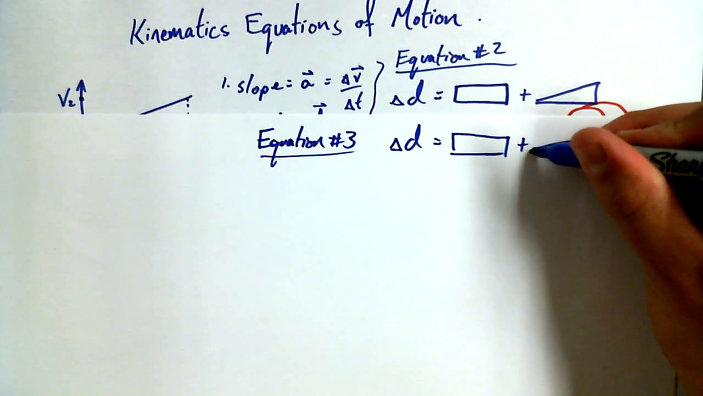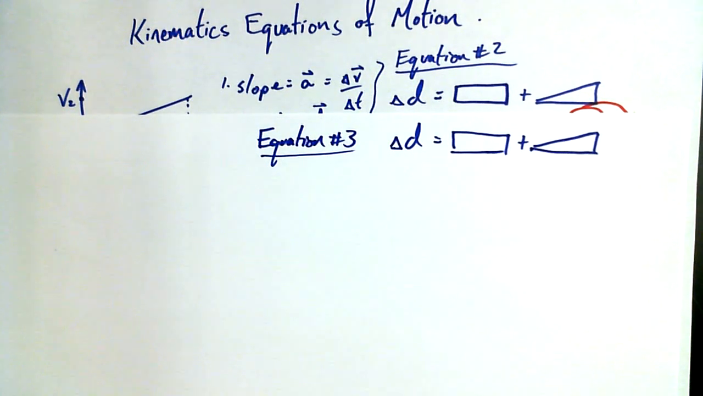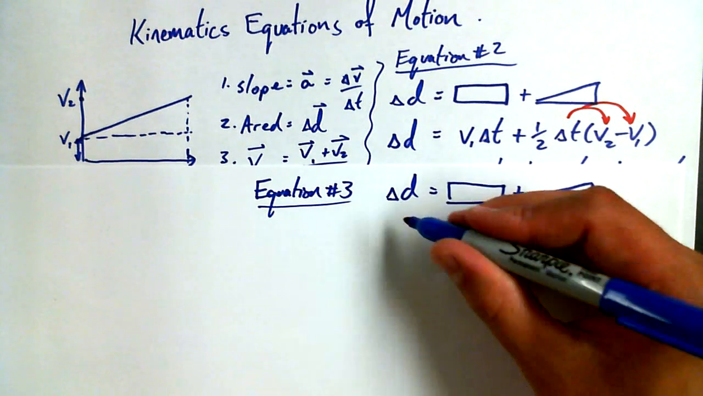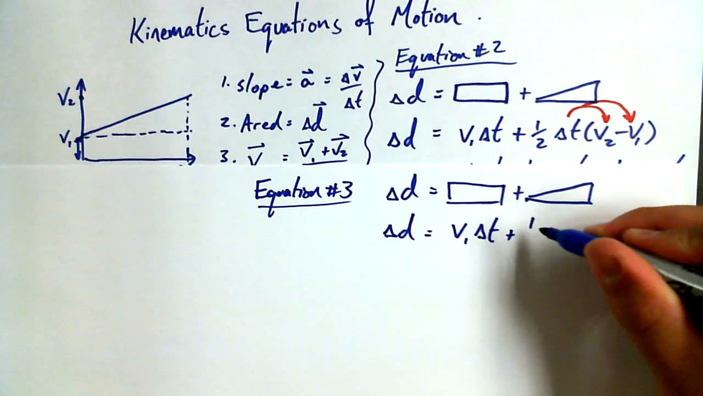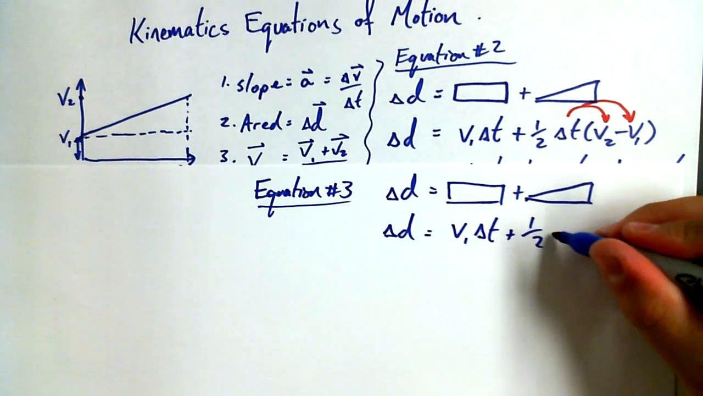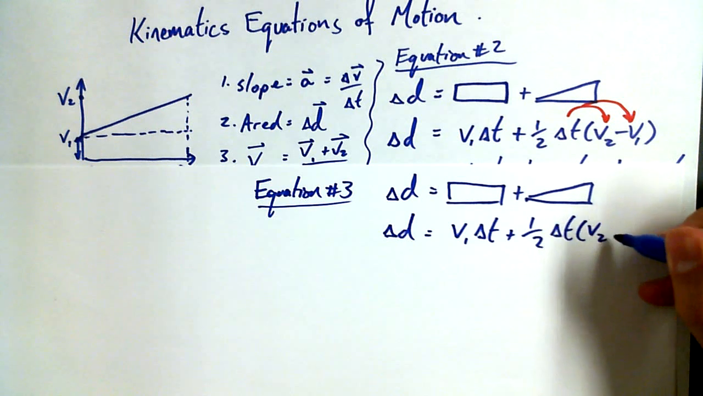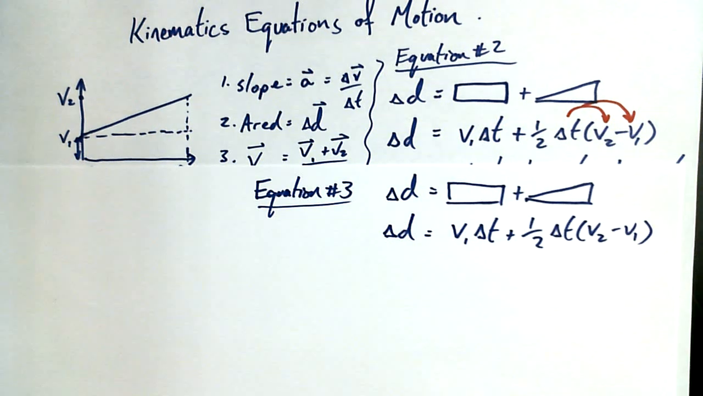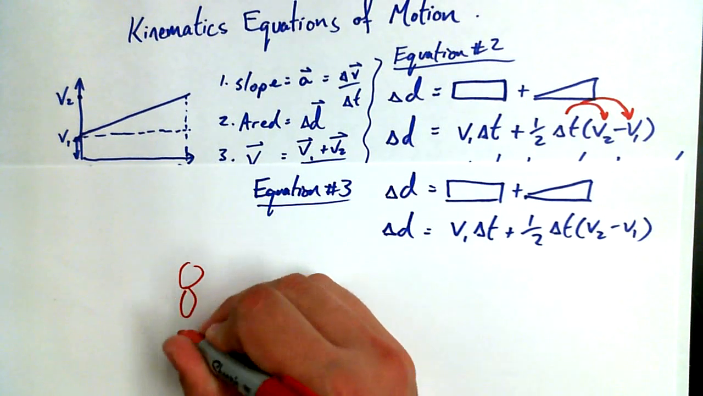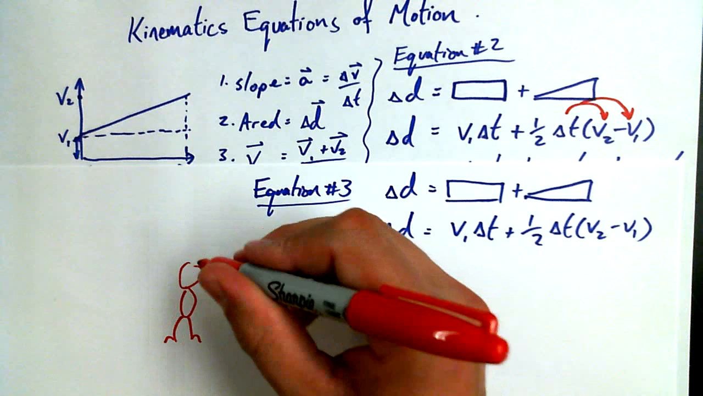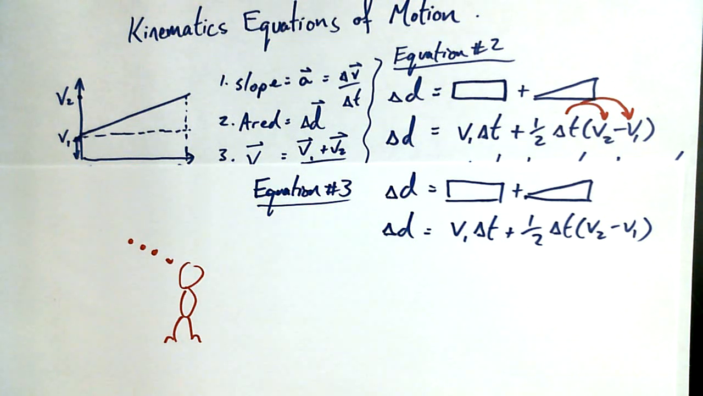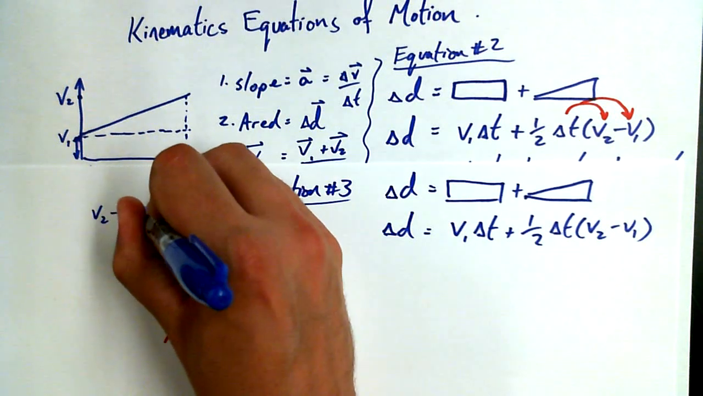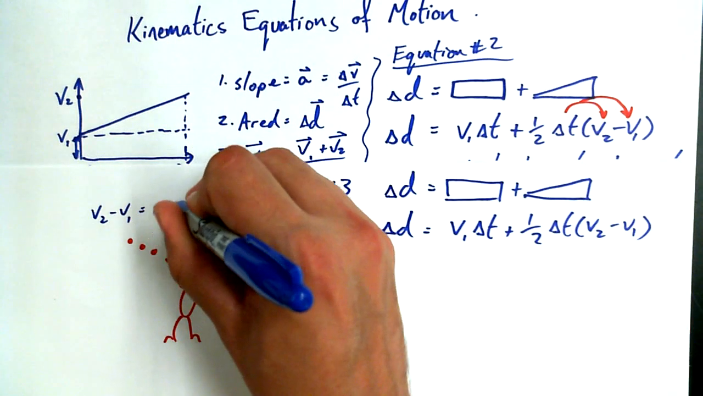So rewrite it again. And then exactly the same way again, we're going to say that's the same as saying delta D equals V1 delta T plus 1/2 delta T times V2 minus V1. Now I'd like to do a little aside, okay? And at this point, I usually like to think to myself, when we're talking about V2 minus V1, V2 minus V1 is really the same thing as saying A times delta T.